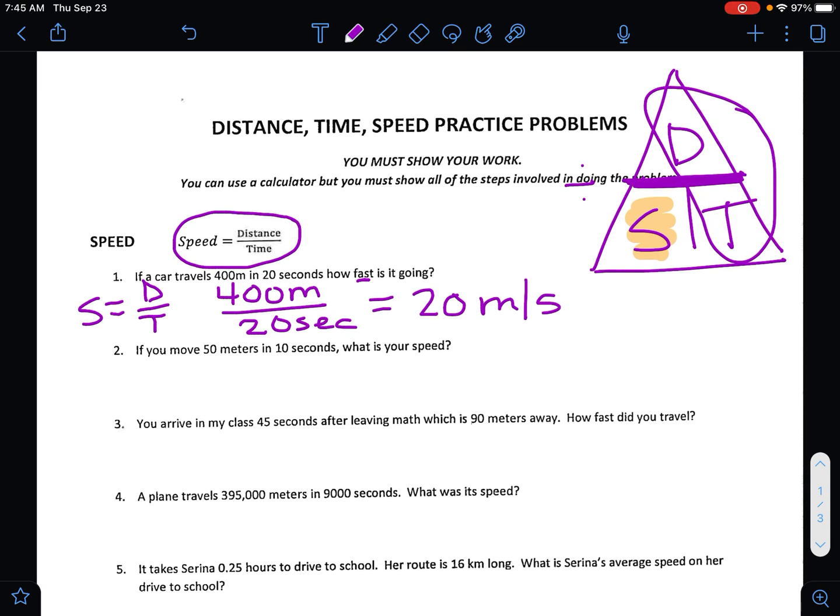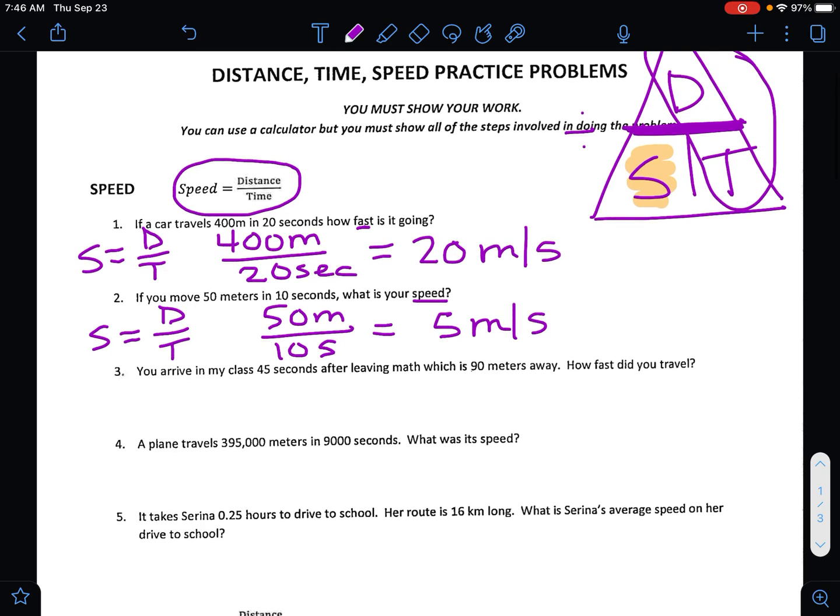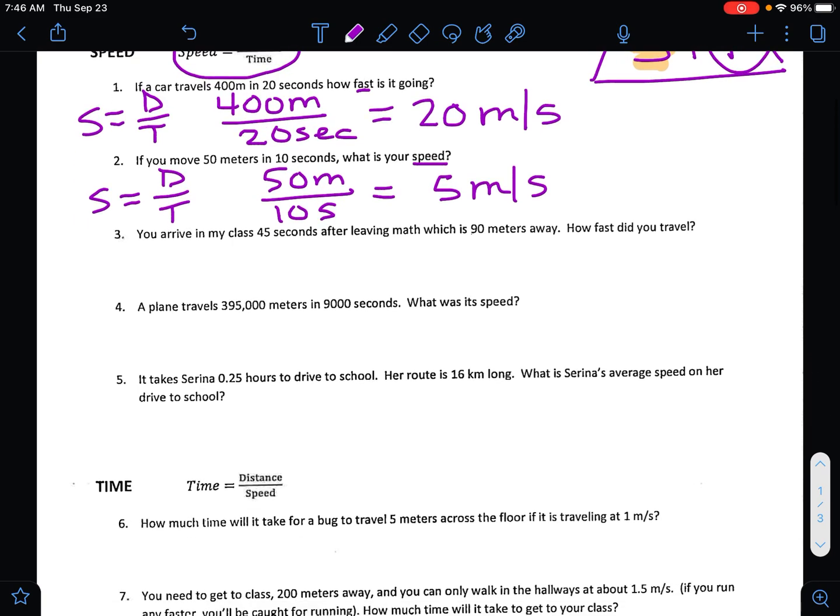All right, let's take a look at another one here. I'm writing the formula down. If you move 50 meters in 10 seconds, what is your speed? It tells you right there what you are solving for, so I'm writing this formula down. My distance is 50 meters, and my time is 10 seconds. Divide that out. 50 divided by 10 is 5 meters per second. You will continue with finding speed using that exact same formula every single time, writing it down and then putting your numbers in.